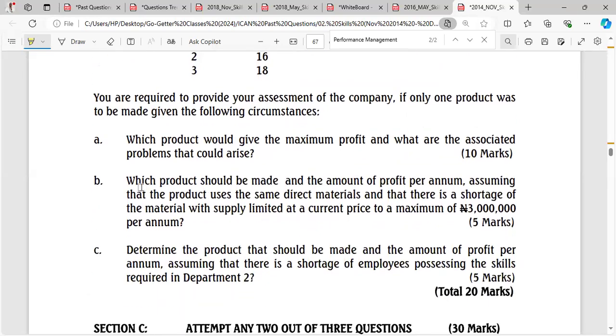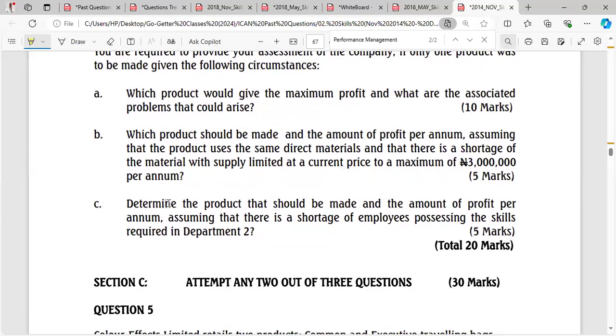Now, we are also asked which product should be made and the amount of profit per annum, assuming the product uses the same direct materials and there is a shortage of the material with limited supply at a current price to a maximum of 3 million. And we are also asked to determine the product that should be made and the amount of profit per annum, assuming there is a shortage of employees possessing the skills required in Department 2.